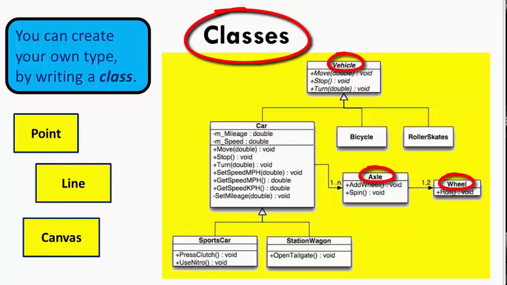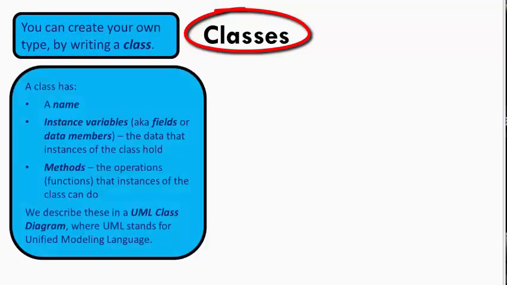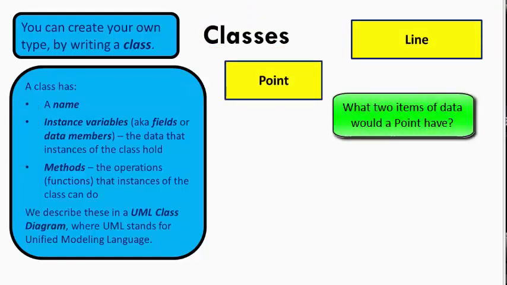The power of object-oriented programming comes from the fact that classes can have relationships. More on that later. For now, let's focus on a single class. A class always has 3 things: a name, instance variables to hold the data that the instances of the classes have, and methods that instances of the classes can do. For example, consider the point class. What 2 items of data would a point have? Pause for a moment to figure that out.